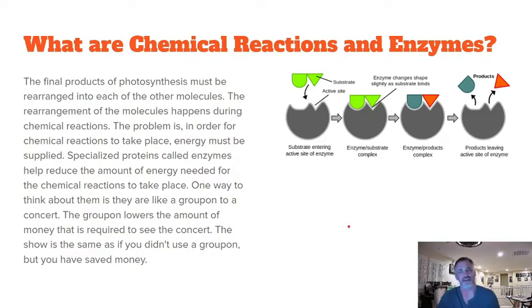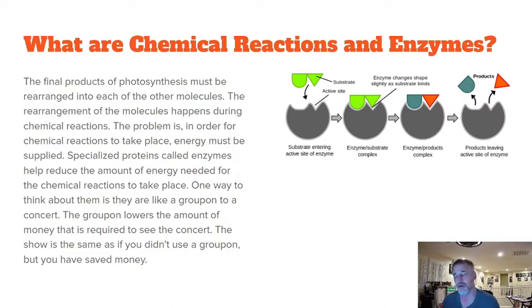All right, so we're going to shift gears here real quick for the end, and we're going to talk about these chemical reactions and how they occur, and a special type of protein called an enzyme. So the final product of photosynthesis must be rearranged into all the other molecules, right? The rearrangement of the molecules happens during these chemical reactions. The problem is, for the chemical reactions to take place, it actually requires quite a bit of energy.